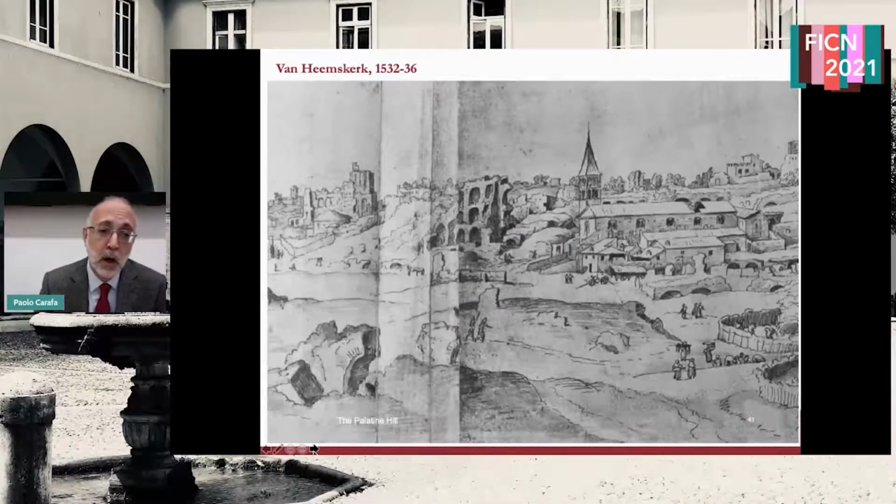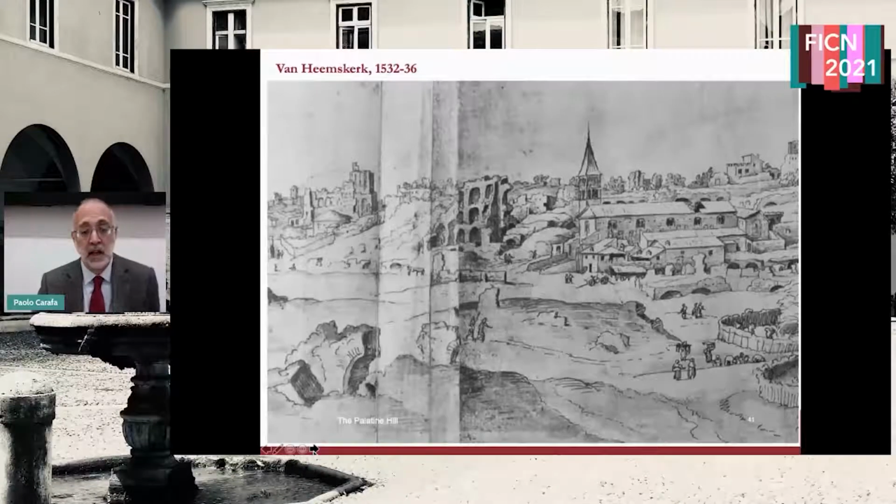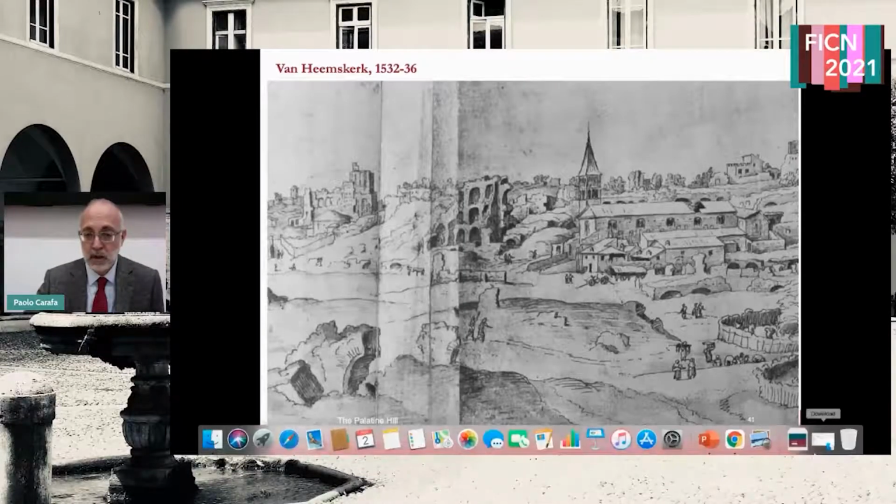Now a number of views and plans dating from the late Renaissance to the modern age attest a number of very imposing structures, no longer visible. You can see here arches and at least four stories. A number of arches is peeping out here over the roof of the church.